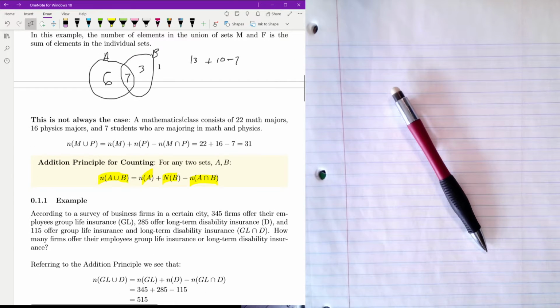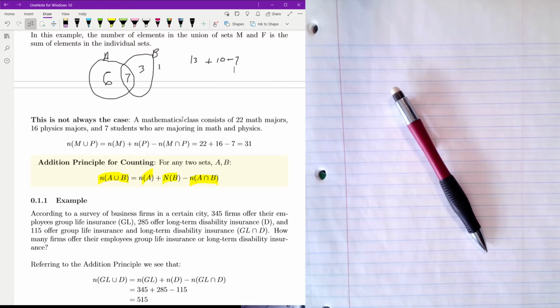Now let's work out an example. According to a survey of business firms in a certain city, 345 firms offer their employees group life insurance. We're going to call that GL. 285 offer long-term disability insurance, which we're going to term D. And 115 offer both group life and long-term disability insurance. So it's "and," that's an intersection.